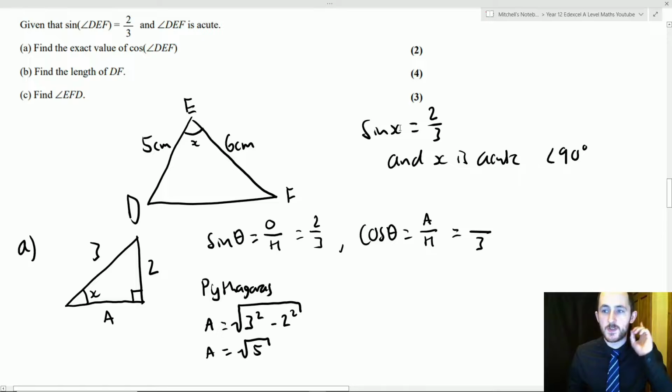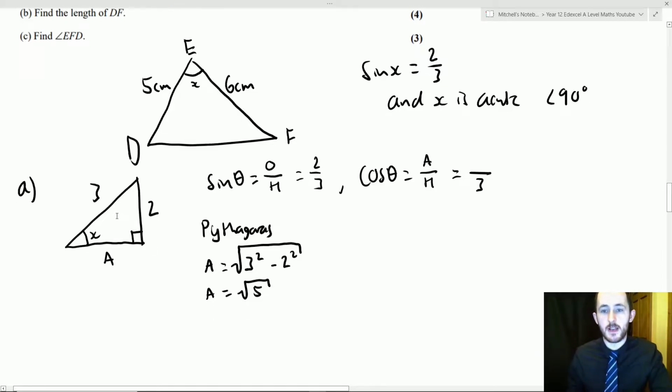Okay? Because sine of an angle is always equal to opposite over hypotenuse. So I draw the second triangle because now I know what A is. It's root 5. I can work out what cos is. Absolutely, sure.